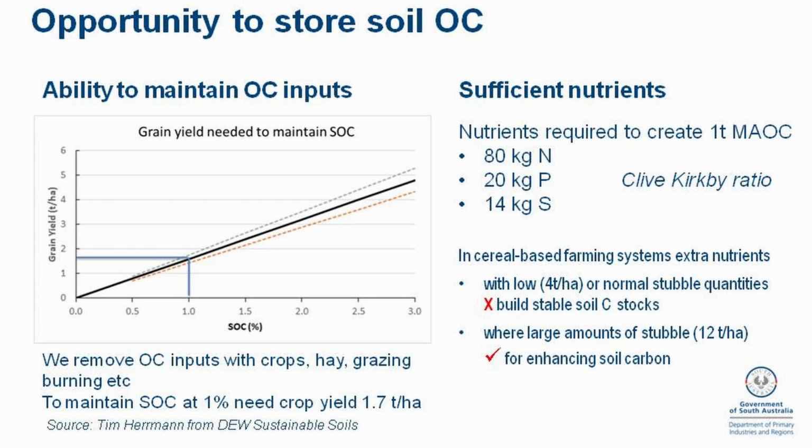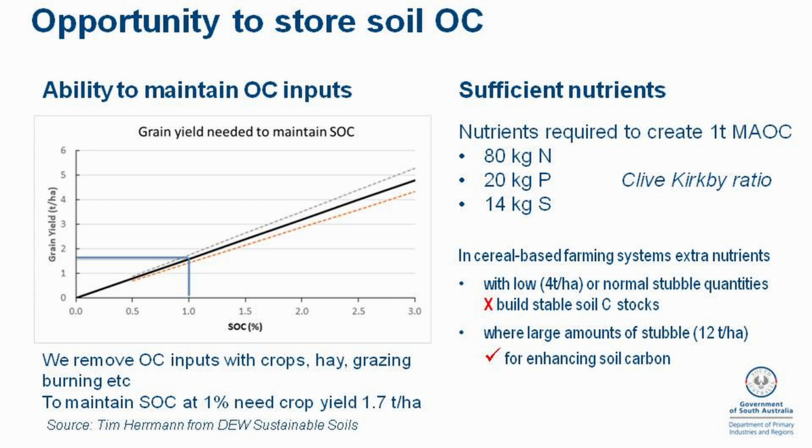That ability to maintain your carbon inputs is really a big one, particularly in years like this year. If we're looking, this is a graph by Tim Herman from Dew, looking at maintaining carbon values at 1%, you'd need to have a crop yield of 1.7 just to be able to have enough of that material to maintain that.